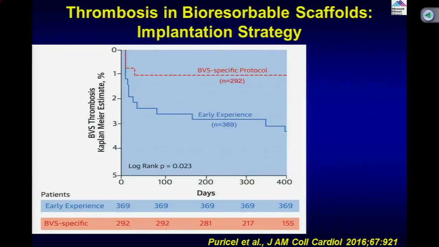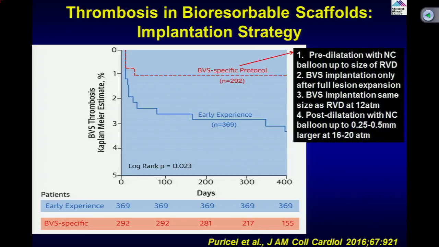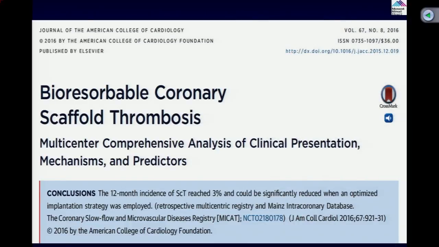But more importantly, the 4 investigators changed after the early experience of 2012 and 2013. In 2014 they changed the implantation strategy, a BVS-specific protocol. And what is the BVS-specific protocol? They do pre-dilatation with 1:1 balloon at high pressure, BVS implantation only if the lesion opened up, even if you require a cutting balloon or rotablation in some cases, and then deploy the BVS at 12 atmospheres, and then post-dilate 0.25 or 0.5 higher at 16 to 20 atmospheres. So all these steps brought down the 3% scaffold thrombosis rate to less than 1%. So 3% went down to 1%, and we know 1% is just like our drug-eluting stent. So therefore it showed that yes, if you do a better technique, you will decrease the scaffold thrombosis.